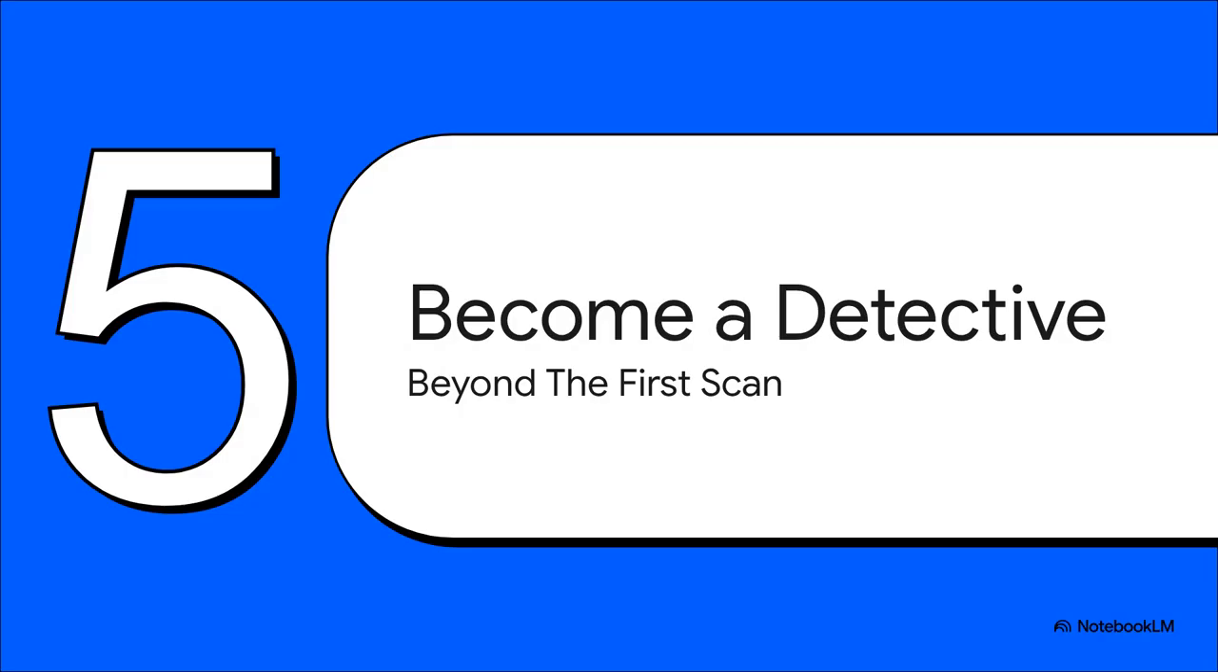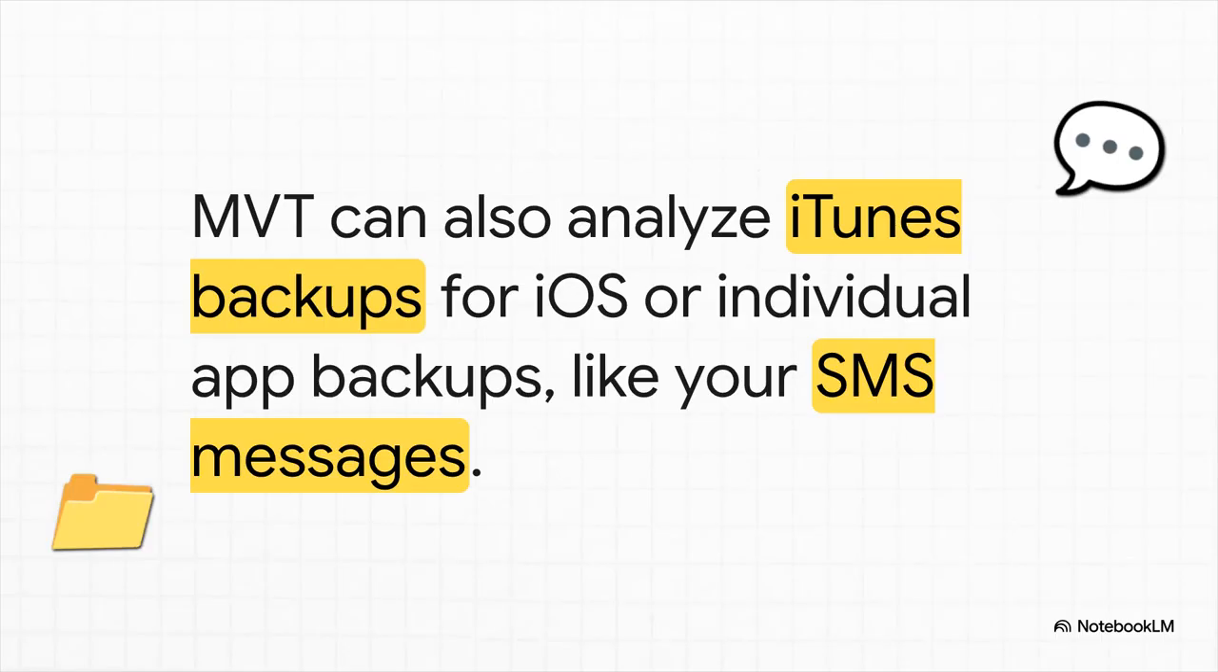So there you have it. You now have the fundamental skills of a digital detective. You can scan your device, you can interpret the clues, but honestly, this is just the beginning. MVT has even more tricks up its sleeve. A really powerful feature of MVT is just how versatile it is. I mean, we focused on a live Android scan, but it can also sift through an entire iTunes backup from an iPhone looking for suspicious indicators. It can even analyze a backup of just your SMS messages, pulling out all the links so you can check if any of them are malicious.